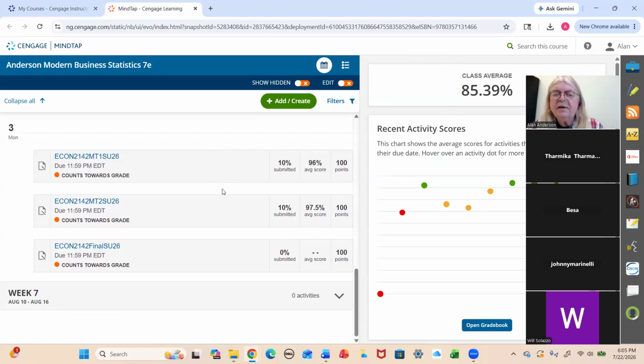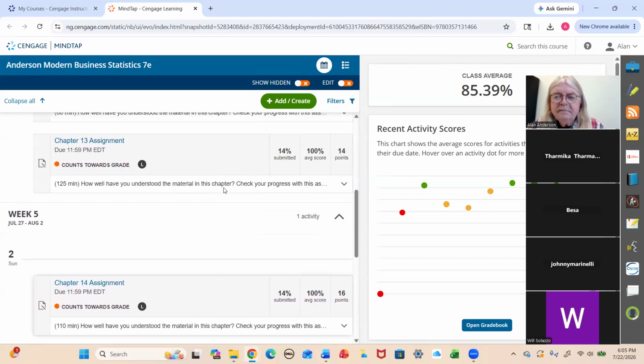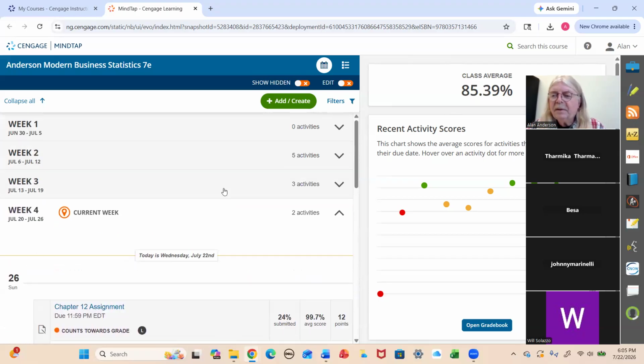When I set things up in here, it asks whether this is an assignment or a test. And by telling it a test, that changes the way it's set up. So it's more, I wouldn't say unforgiving, but it's not as easy to get more attempts as, let's say, in one of these.